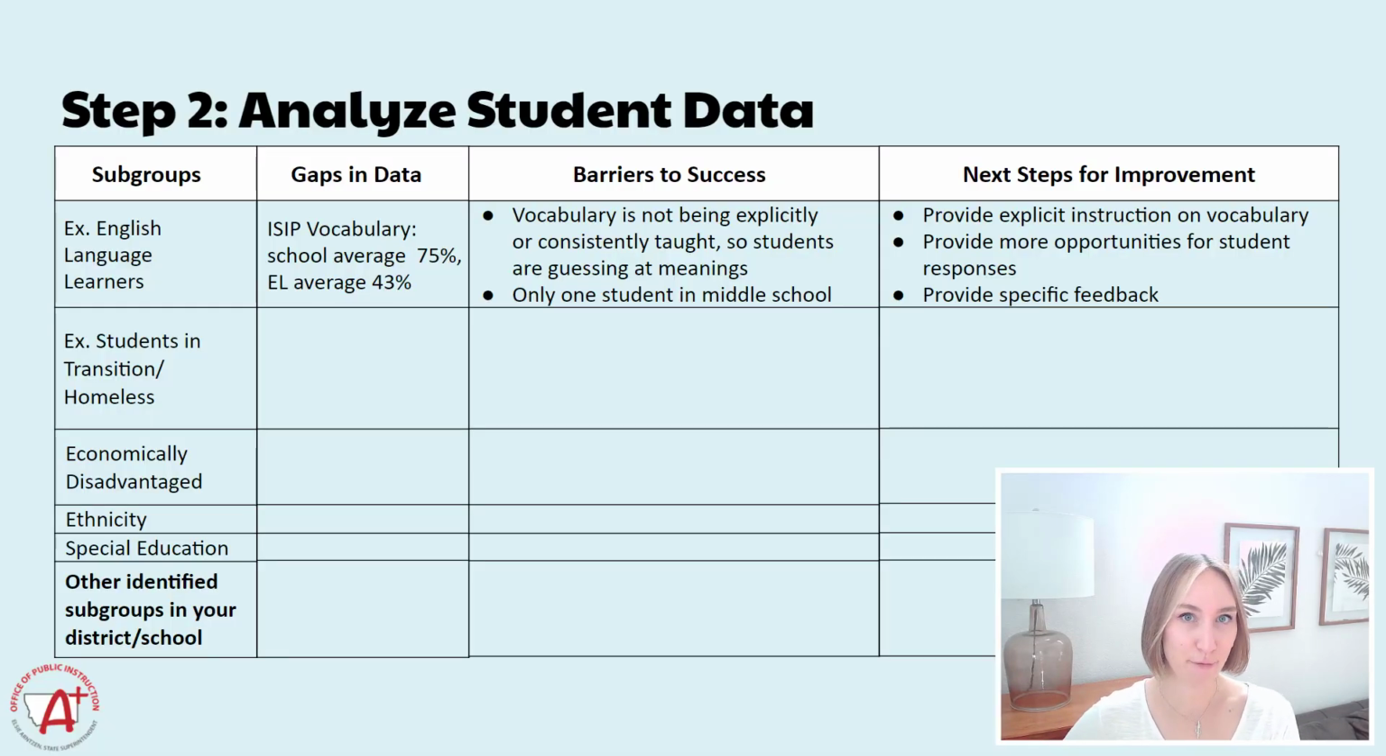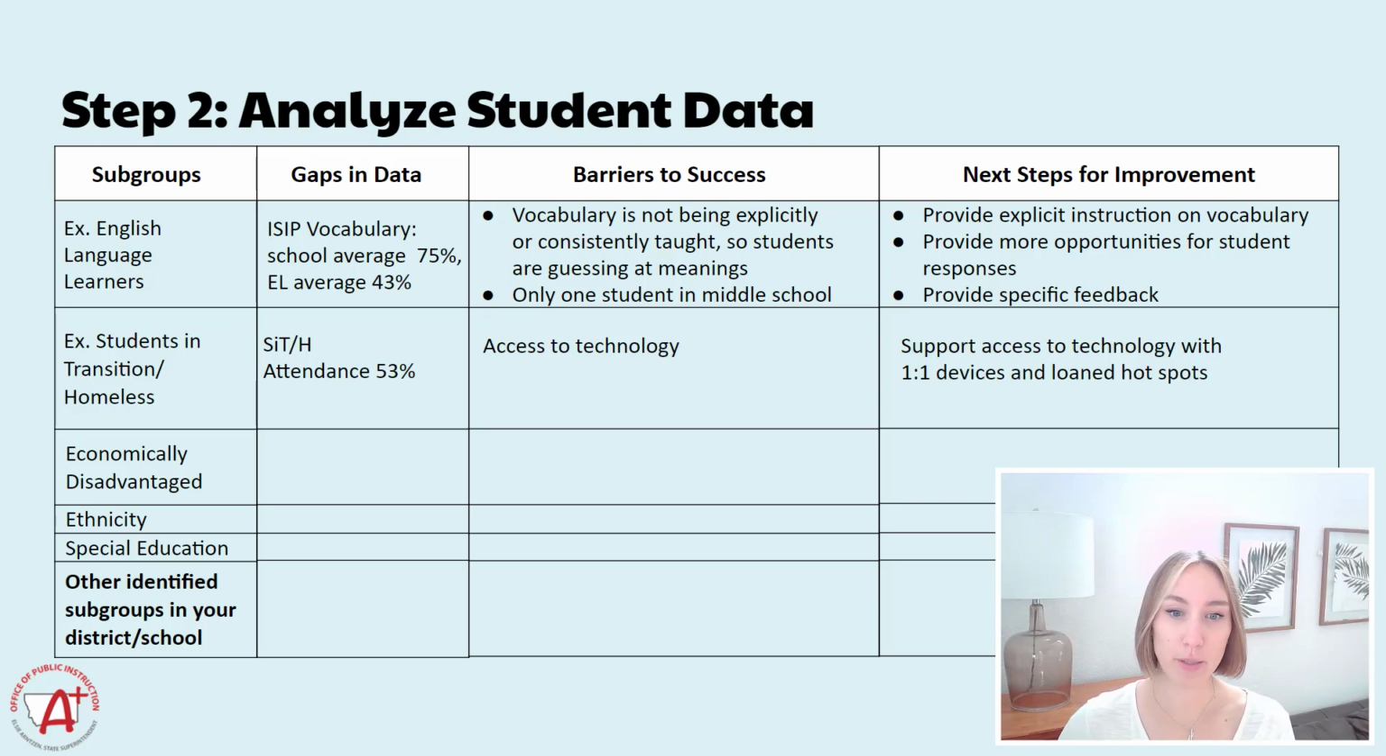If we want to take a deeper dive, we can look at the second example. We see the subgroup, and we see the data is their attendance rate at 53%, which is well below the state satisfactory attendance percentage of 95%. One barrier for success this past year for these students has been access to technology. And then one way that you and your team could help address this gap is to provide these students with one-to-one devices or loan out hotspots, potentially partnering with your local internet provider.